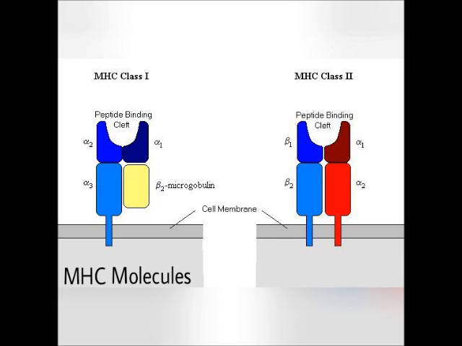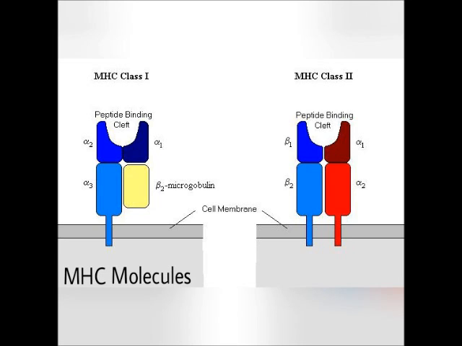MHC molecules mediate interactions of leukocytes, also called blood cells, with other leukocytes or with body cells. The MHC determines compatibility of donors for organ transplant as well as one's susceptibility to an autoimmune disease.